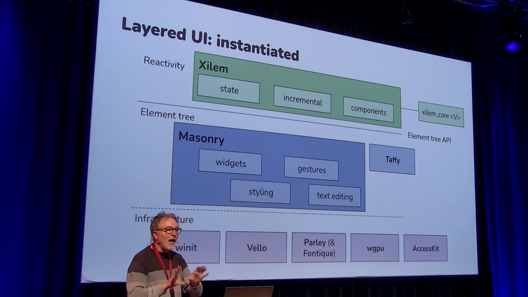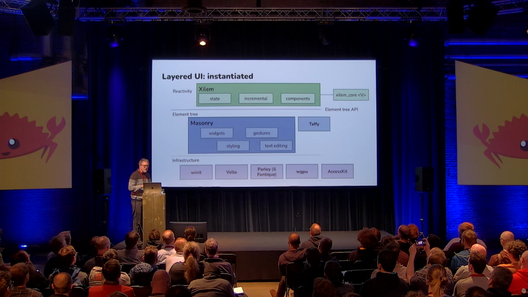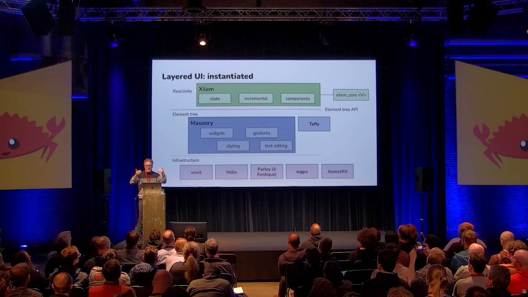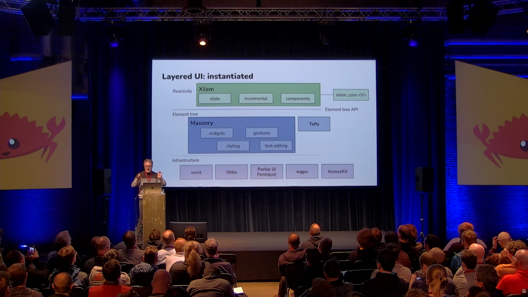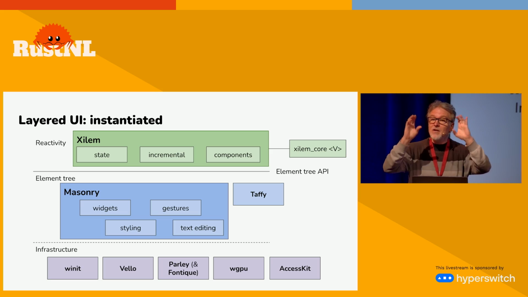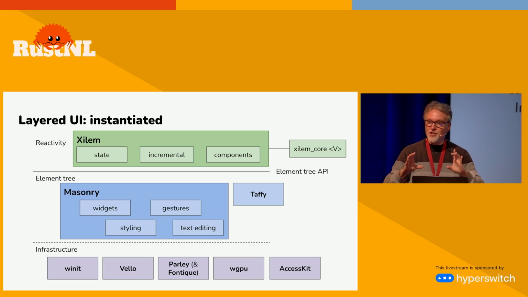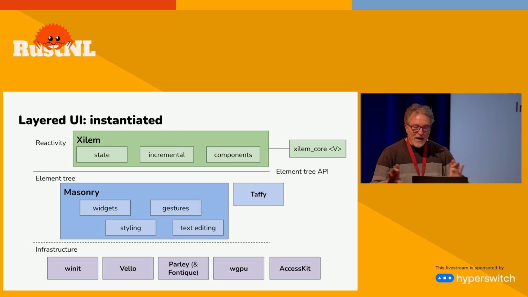So this is kind of our instantiation of this layered architecture. At the top level, we have the Xilem reactive architecture. In the middle layer, we have Masonry, which is our widget set, which does not depend on Xilem. So you could imagine using Masonry with Dioxus or Leptos. And then we're using Taffy for layout. And at the bottom, we have a mixture of things that are Rust ecosystem, like Winit. We made a decision. We switched over in January from our own platform integration to using Winit.